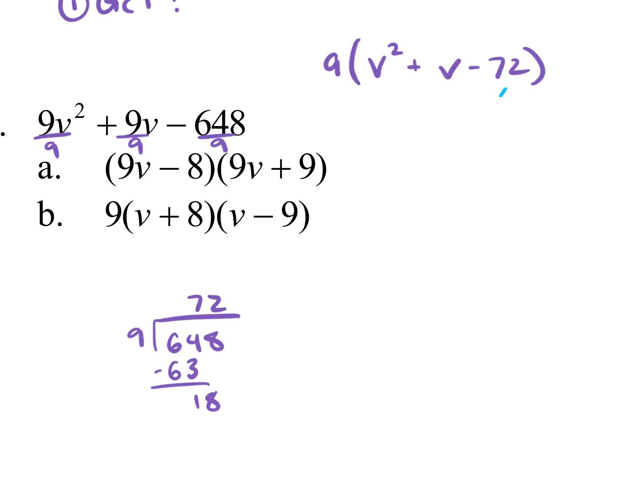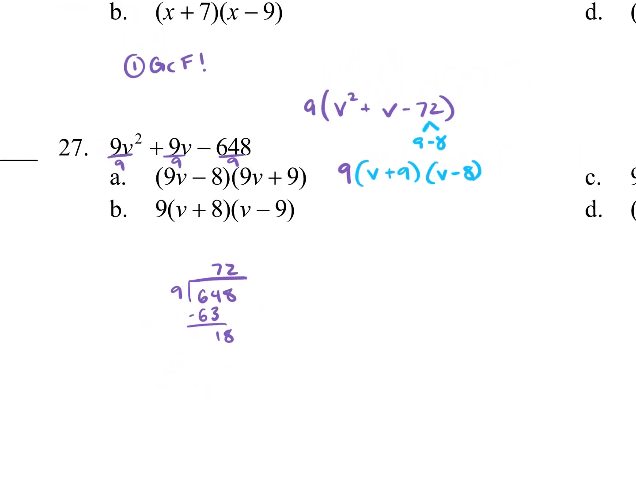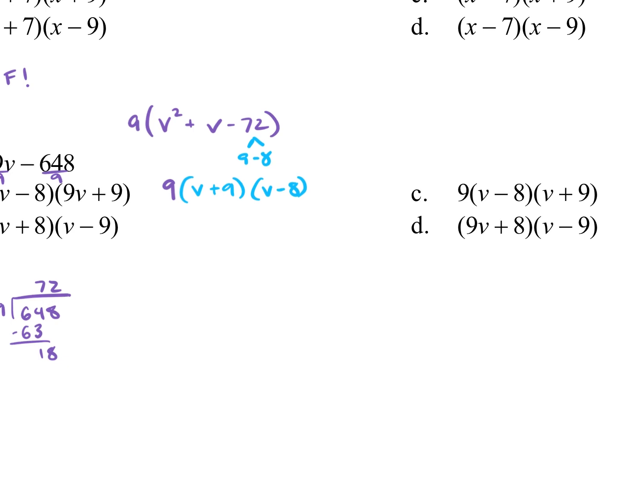Now from here, we can just factor it normally. What are two factors of negative 72 that add to 1? Perfect. 9 and 8. Which one is positive? The 9. So the 8 has to be negative. So it would be v plus 9 and v minus 8, and then that 9 that we took out in the beginning just stays on the outside. So here, this would match answer choice C.